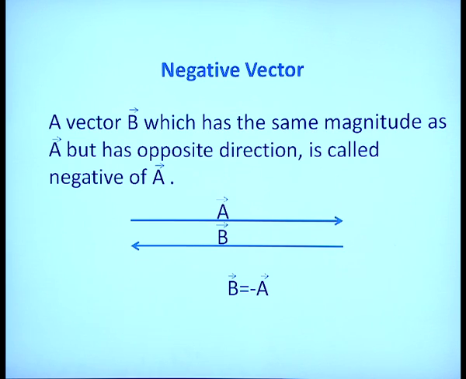Now, what are negative vectors? A vector B which has the same magnitude as A but has the opposite direction is called the negative of A. You can see on your screen that there are two vectors A and B. The length is the same in both cases, but the direction of B is opposite to that of A. Hence, we can say that vector B is the negative of vector A. We represent the negative vector by putting a minus sign. As you can see, B is the negative vector of A, hence we can write B equals minus A.